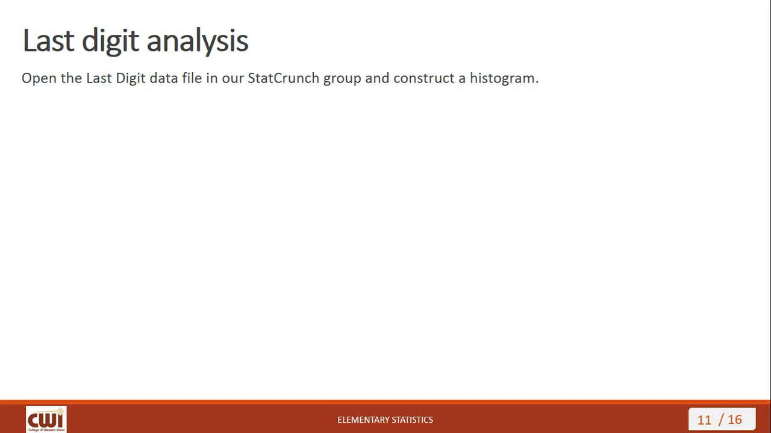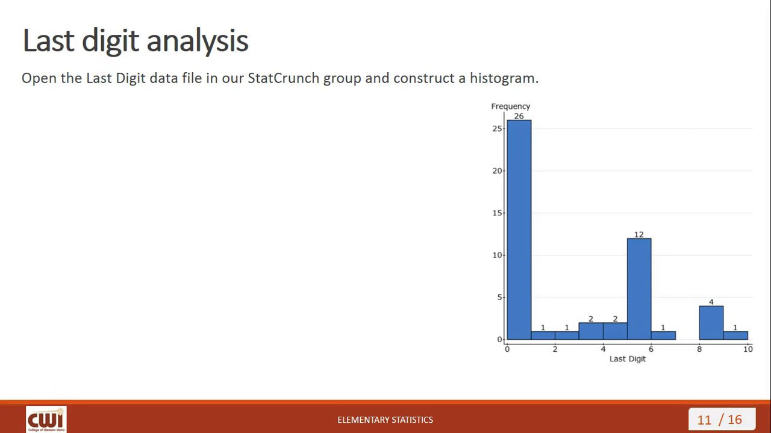Let's look at another data file that you can find in our StatCrunch group and construct another histogram. So we're going to open a file called last digit. This last digit basically is randomly selecting phone numbers from different people, and then we take the last digit in the phone number and put it into our data set. So when we do that, we're going to get a histogram that looks something like this.